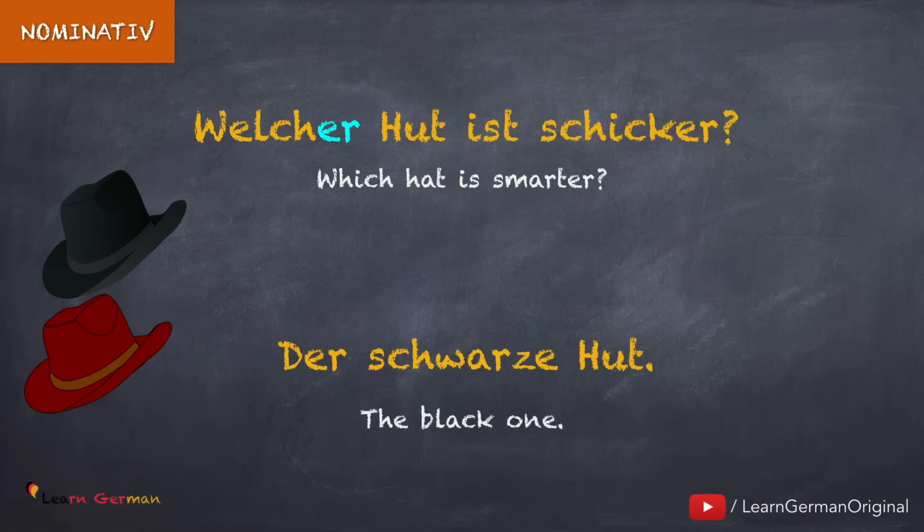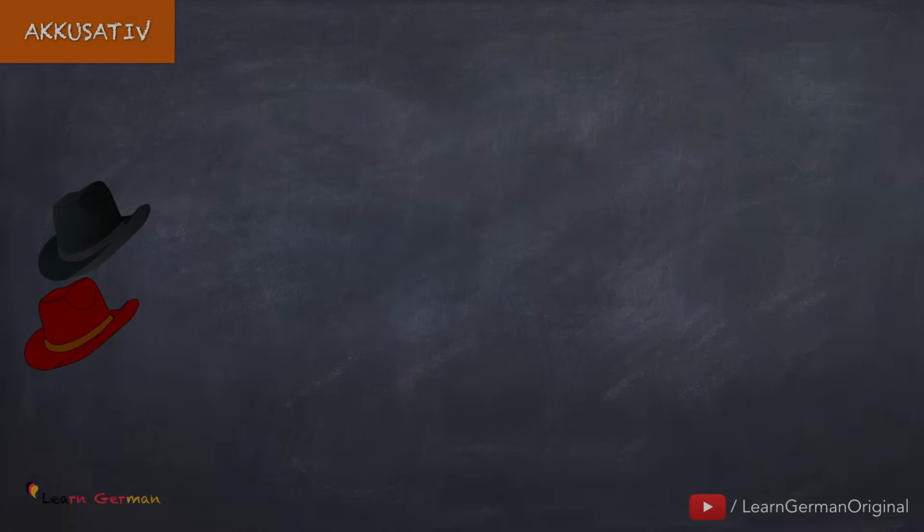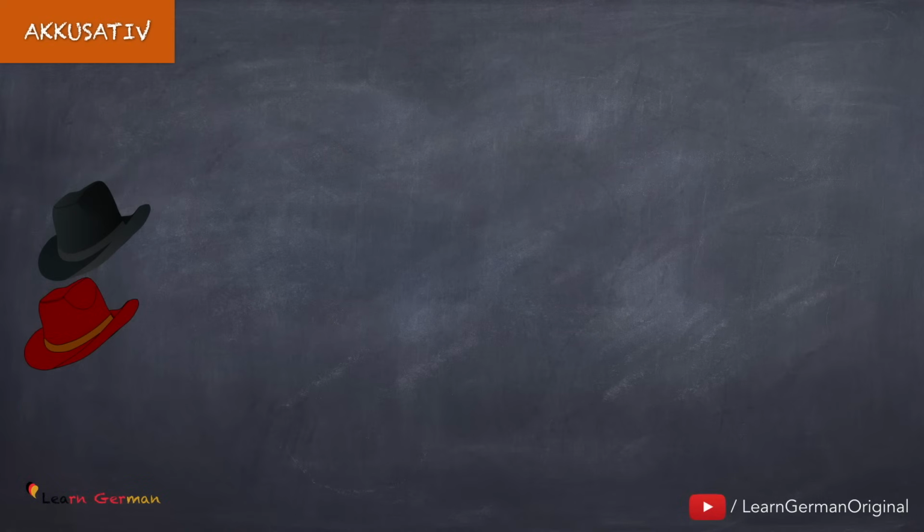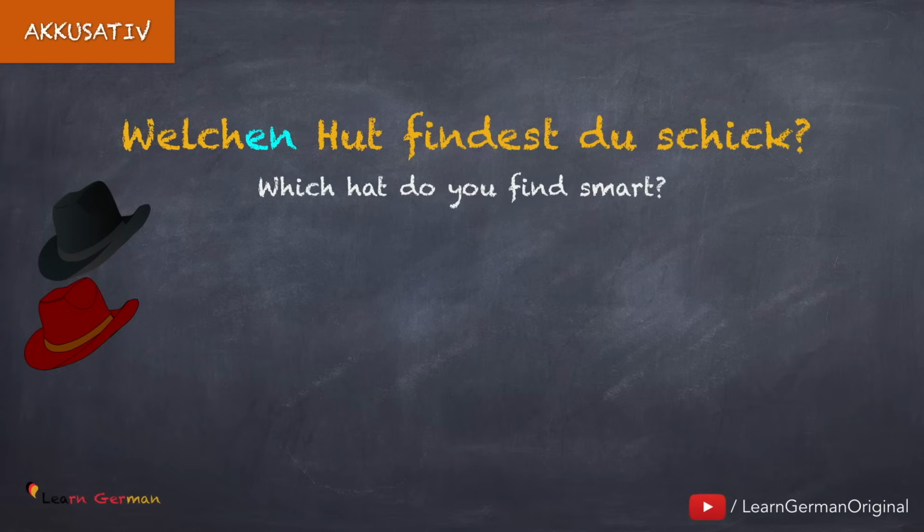Let's look at the answer. Der schwarze Hut. You can also just simply say der schwarze. Let's move on to the next case, accusative case. In this case, Hut has to be the accusative object. There also has to be a nominative subject in the sentence. So here's the question. Welchen Hut findest du schick?